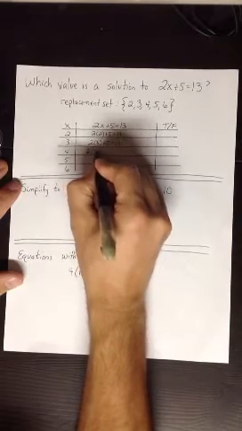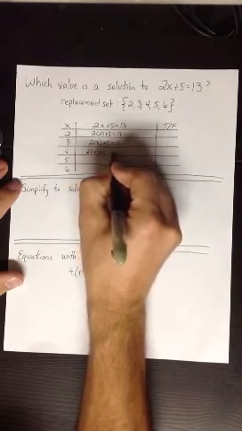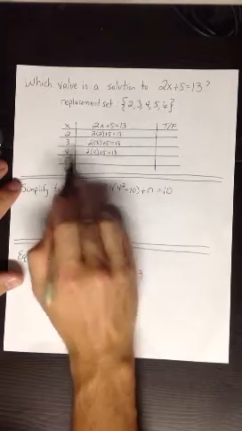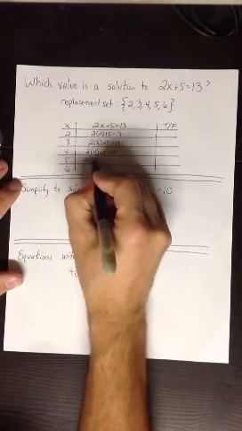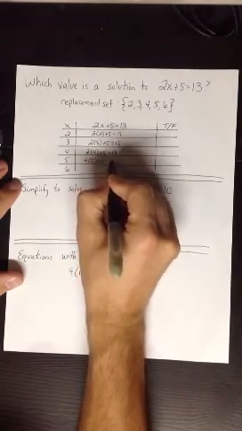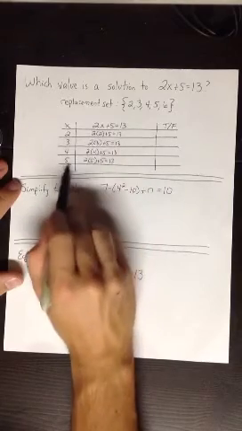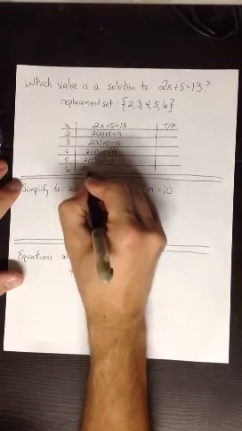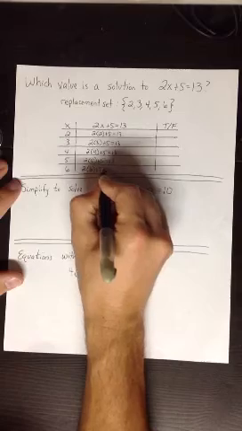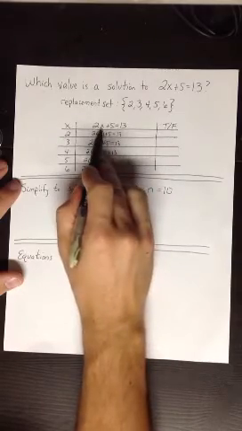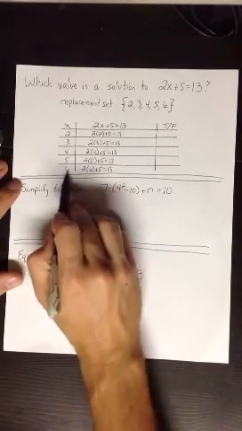2 times 4 plus 5 equals 13. I replaced the x with 4. 2 times 5 plus 5 equals 13. I replaced the x with 5. And 2 times 6 plus 5 equals 13. I replaced the x here with 6.